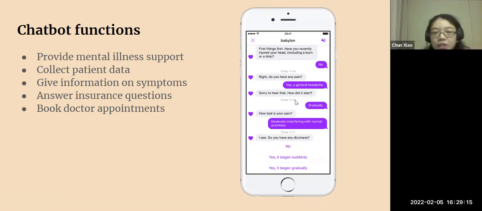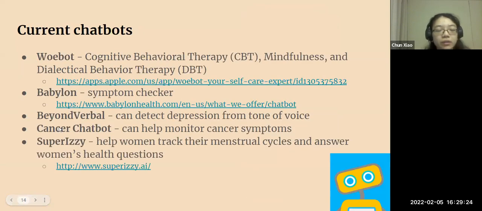So on the right, I have a picture of one of the chatbots that is currently available right now, and it is actually one of the examples that I have on the next page, which is about currently available chatbots. So first of all, I have Woebot, which is a cognitive behavioral therapist bot. It can also guide you through mindfulness exercises and dialectic behavioral therapy. So basically, it helps you with your mental health, and it is like a replacement therapist for those who don't have the access to a real therapist.